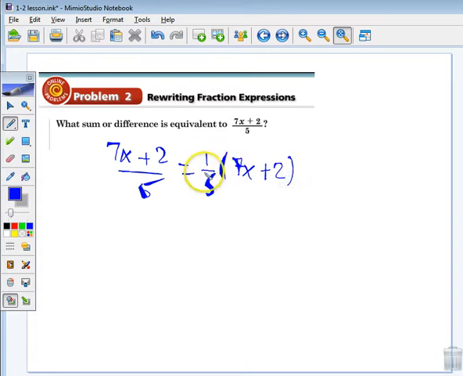And now you can see 1/5 of 7x is going to be, when we distribute this, 7/5 of x.